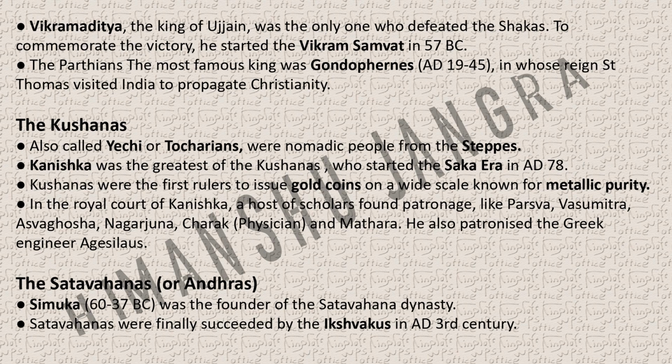The Parthians. The most famous king was Gondophares, AD 19 to 45, in whose reign Saint Thomas visited India to propagate Christianity. The Kushanas, also called Yuezhi or Tocharians, were nomadic people from the steppes. Kanishka was the greatest of the Kushanas, who started the Saka era in AD 78. Kushanas were the first rulers to issue gold coins on a wide scale, known for metallic purity.